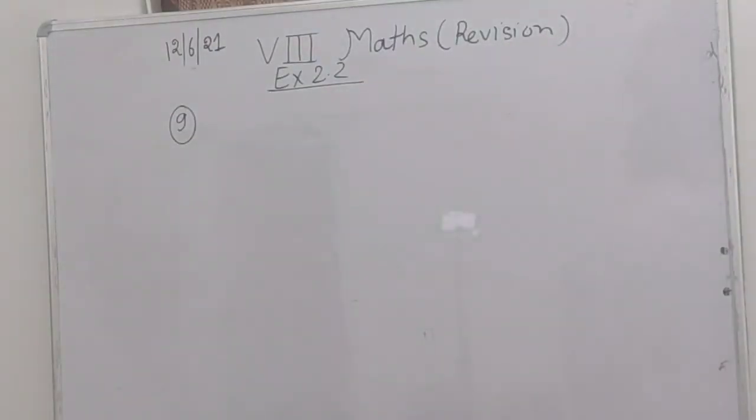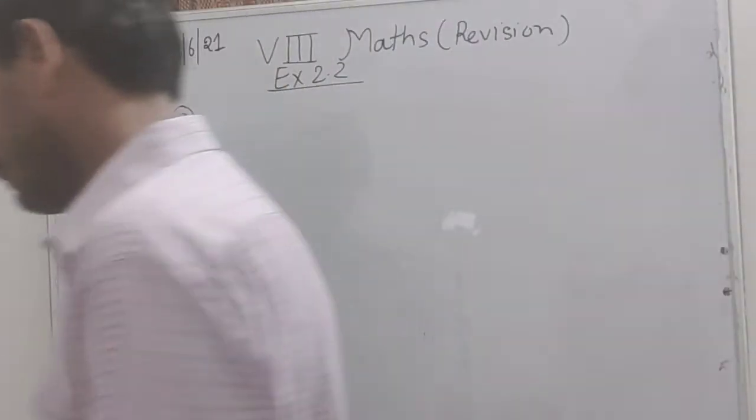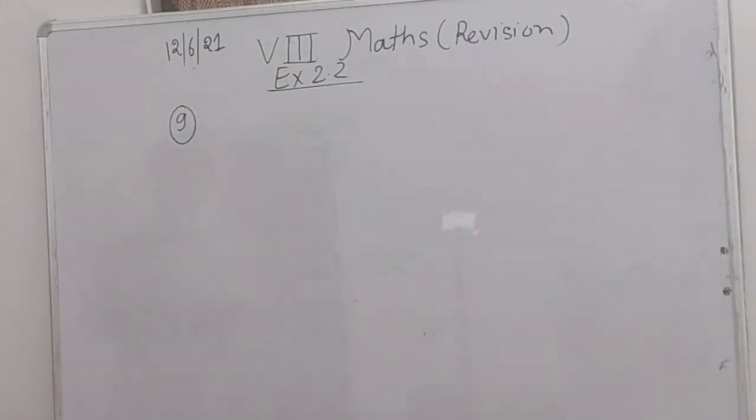Question number 9 is related to age, and questions of ages are very important. So let's start. The ages of Rahul and Harun are in the ratio 5:7. Four years later, the sum of their ages will be 56 years. What are their present ages?